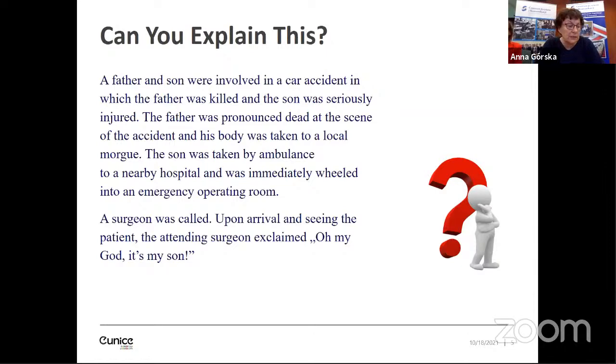You may write your answers to this riddle in the chat, okay? Or you may also speak up, so it's up to you. Please write your answers in the chat.